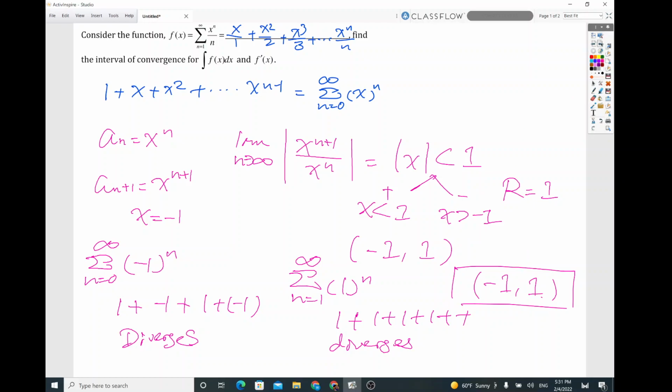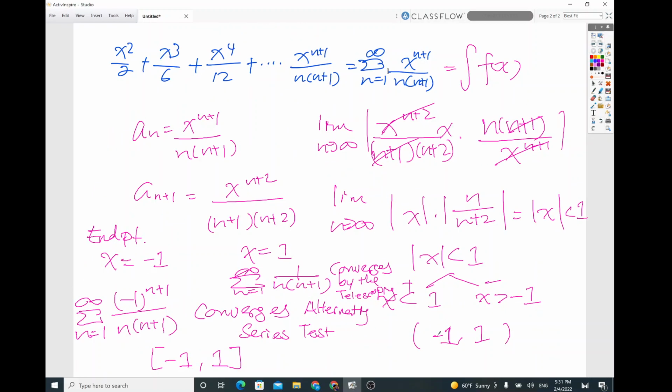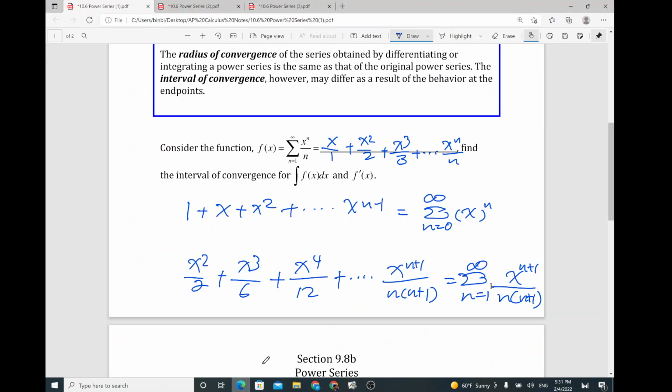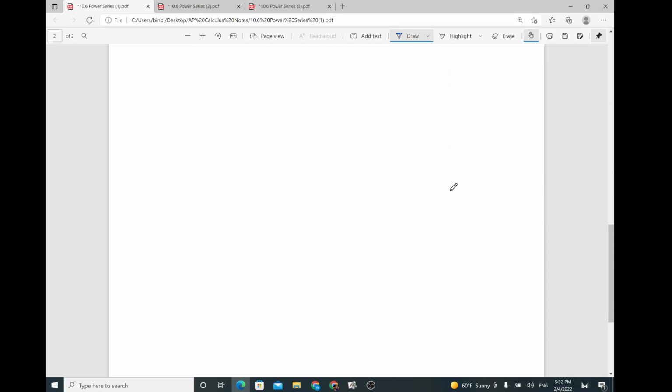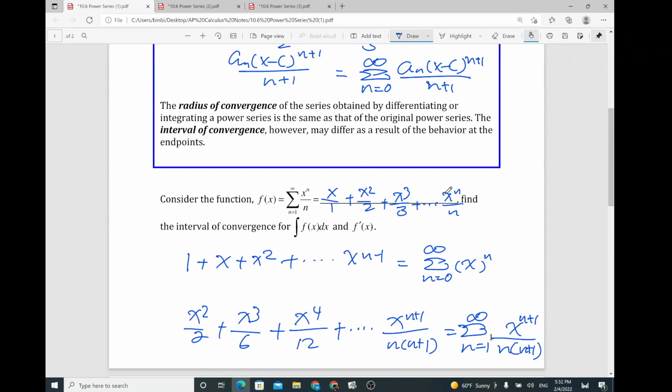But for the integral of the function, it's in between negative 1 and 1, but also the endpoints. So basically this shows the big difference. It's a common interval, but the difference is about the endpoints. For the integral, the endpoint at that position is also considered integrable. But for the derivative, the endpoint is not considered differentiable. Okay, so now let's go back to this template, and pretty much that's what we got here.